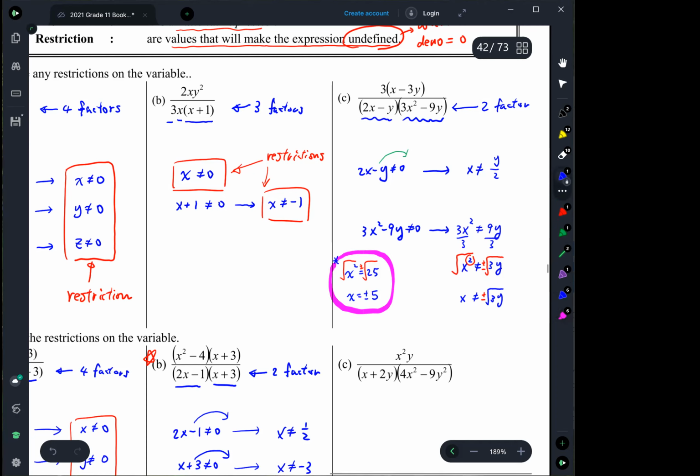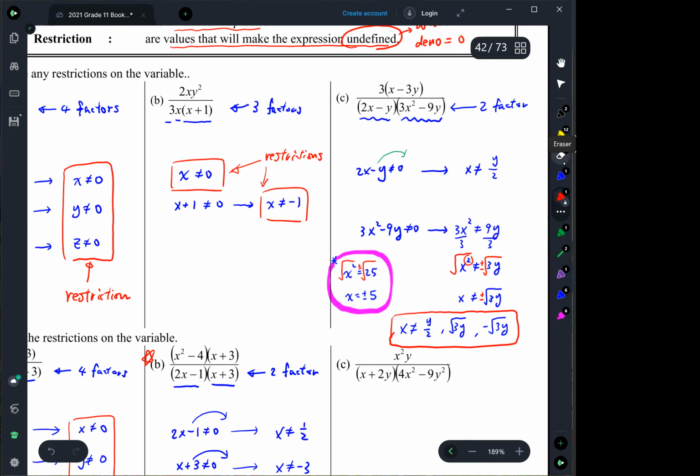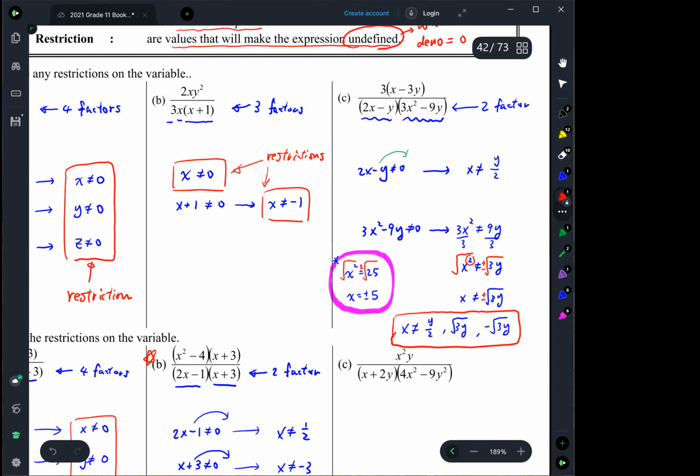All right, so at the end, let's make a conclusion here, right? X cannot equal y over 2. X cannot equal root 3y. X cannot equal the negative root 3y. So you have 3 restrictions here. All right, so don't forget the plus minus when you put the square root on. We don't need the restriction for the y because it's already included when you're isolating the x.